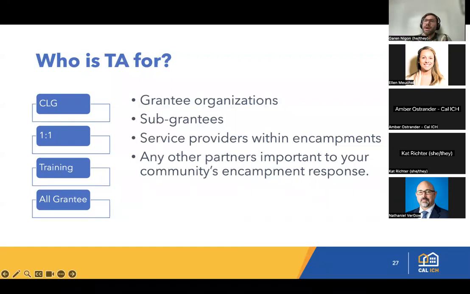So when these notices come out with technical assistance that's available, feel free to forward those to any of your partners, anyone who's working specifically in this encampment.